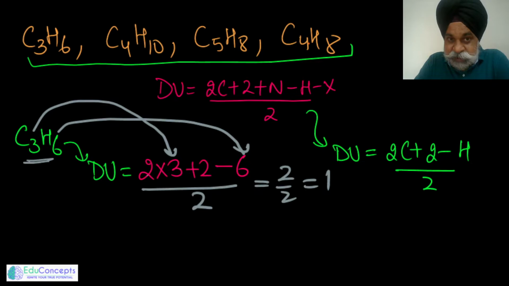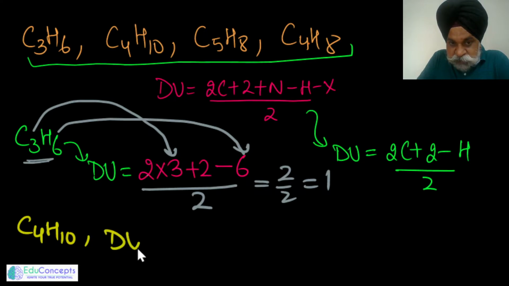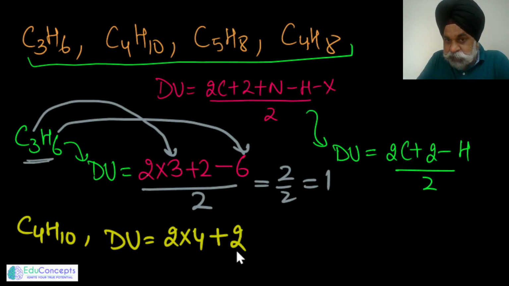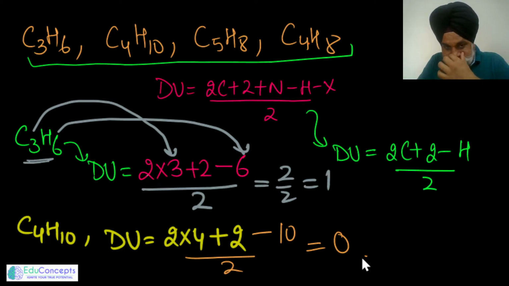Now what exactly does it mean? We will be answering it in a while. So C4H10, if I have to write it and find the degree of unsaturation, it would be 2 into 4, where 4 is the number of carbon atoms, plus 2 to be added from the formula point of view, minus 10 upon 2. So this becomes 0. So the degree of unsaturation for this compound is 0.